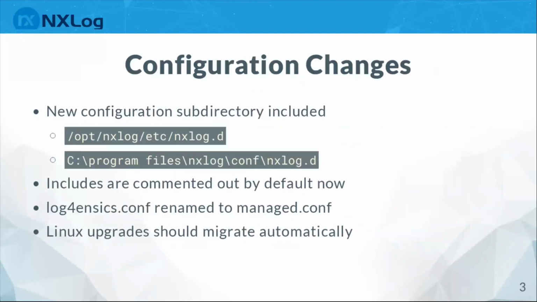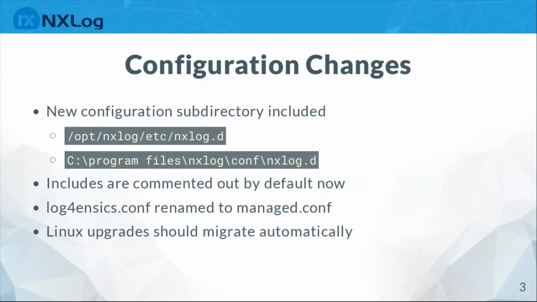One of the first things we'll be talking about is the configuration changes. For those of you that are new, this might not be as important, but for those that have used the product before, these are some bigger changes. One of the first things is the addition of a subdirectory inside of the configuration directories. So nxlog.d will be inside of the etc directory on Linux and Unix-based platforms, as well as Mac OS, and then inside of the conf directory in Windows. This will help facilitate some other changes.